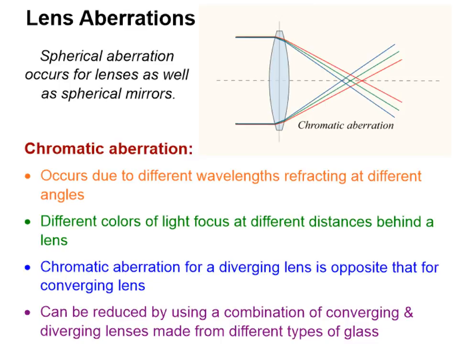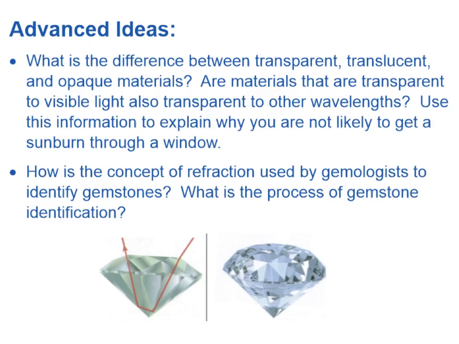Are you ready for some advanced ideas? What's the difference between transparent, translucent, and opaque materials? Are materials that are transparent to visible light also transparent to other wavelengths of light? Use that information to explain why you are not likely to get a sunburn through a window. Also, how is the concept of refraction used by gemologists to identify gemstones? What is the process of gemstone identification?